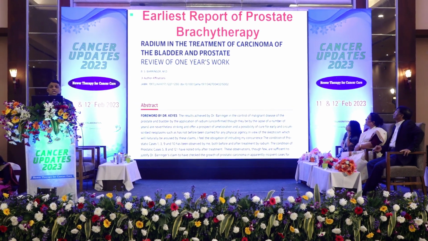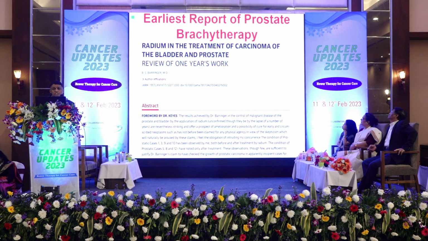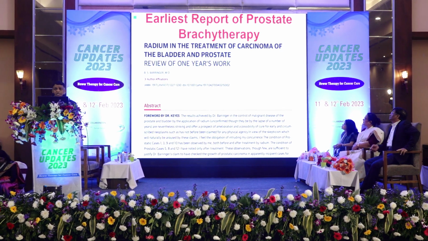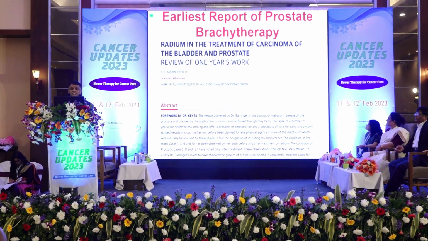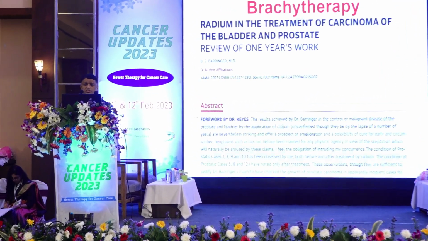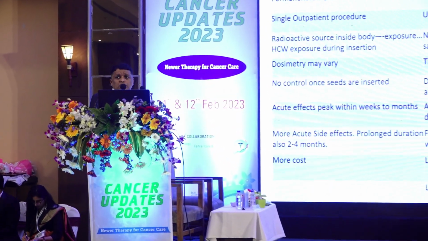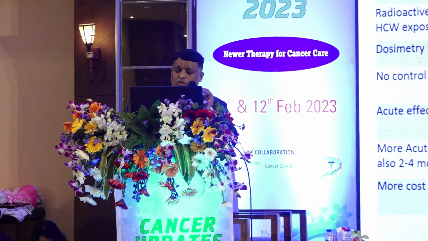You can see one of the earliest reports of brachytherapy in carcinoma of prostate and bladder. It dates back to 1917 in JAMA. When we think of brachytherapy for the prostate, there are two types. One is the seed brachytherapy, which is LDR, and the other is high dose rate brachytherapy. Seeds are iodine 125, palladium 103, and cesium. These are all routinely done, but in India, very few centers do this.